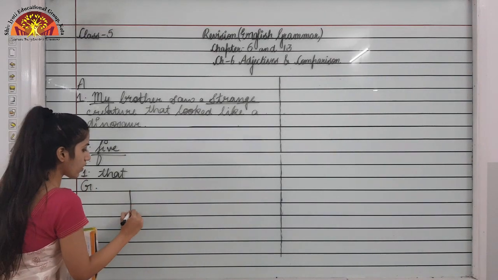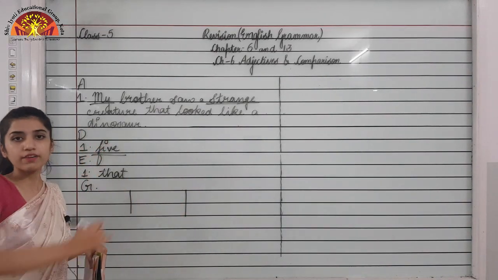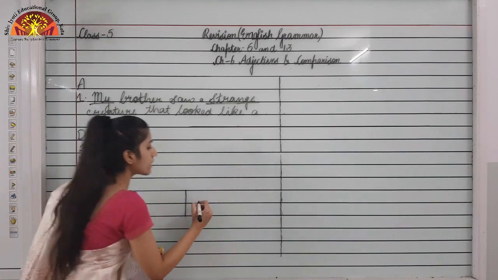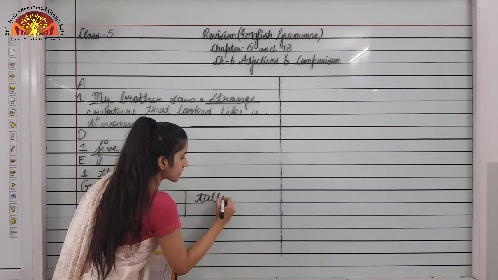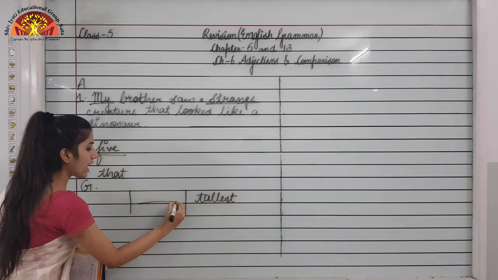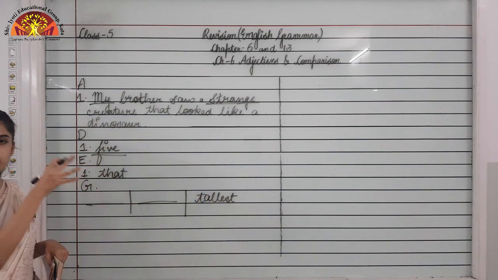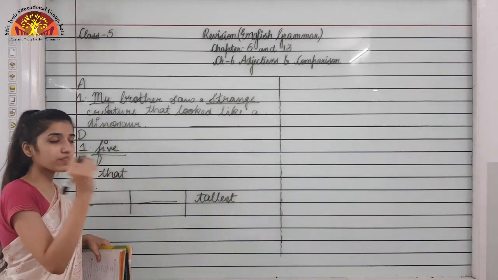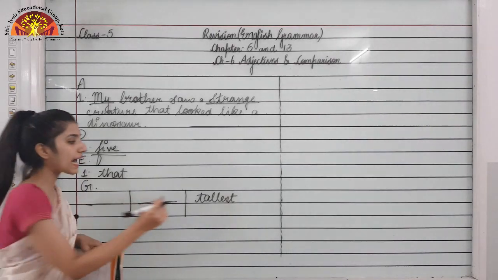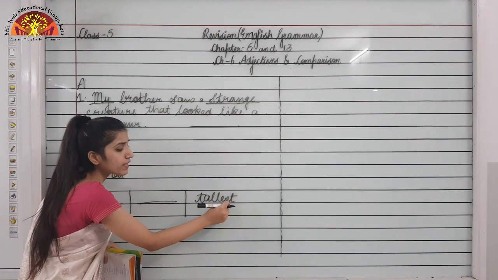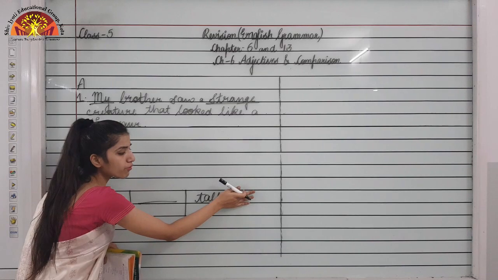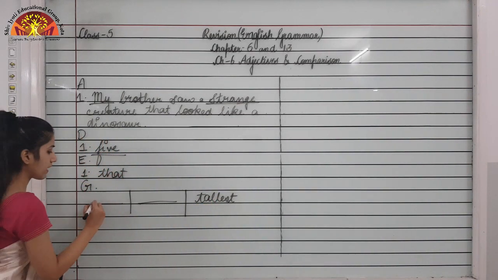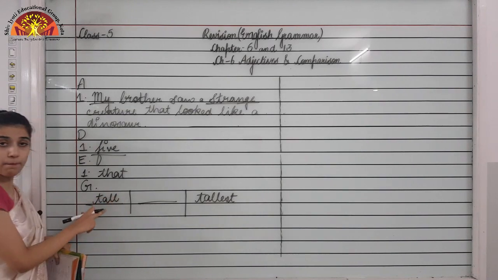The columns are the positive, comparative and superlative. In the first one we are just given the superlative degree, that is tallest. So we have to fill in the positive and the comparative degree. As I told you, to make the superlative degree we add est to the word. So what would the word be when we remove est? Tall, which is the positive degree.